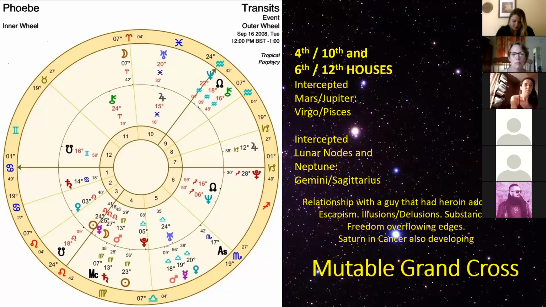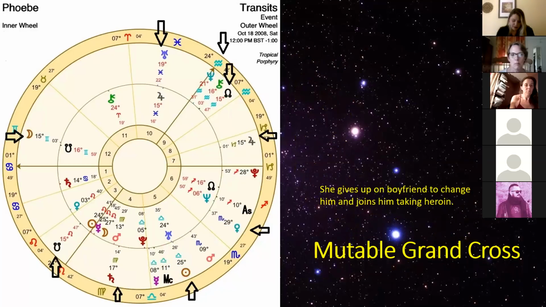Only about a month later, on October 18, 2008, the transiting Saturn squares her nodal axis. So it's just moved a few degrees off the Mars, but now it's truly squaring the nodes a bit more. And also the Sun is now in Libra and on her natal Uranus, and opposite her Chiron in Aries. And the Moon is transiting through the 12th house in Gemini and comes to her south node.